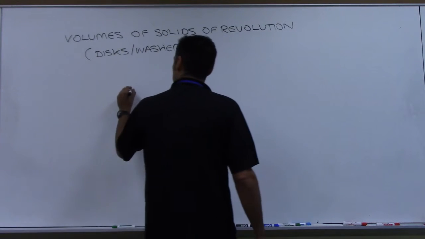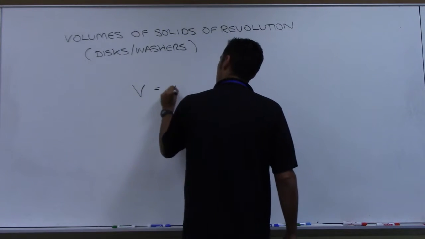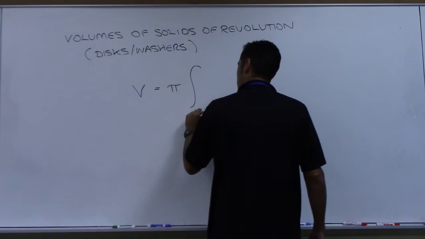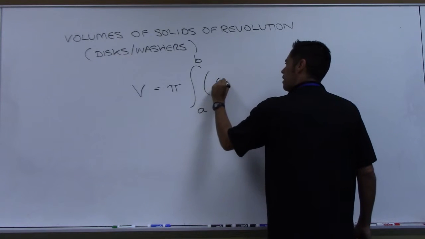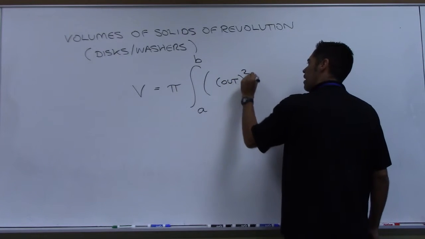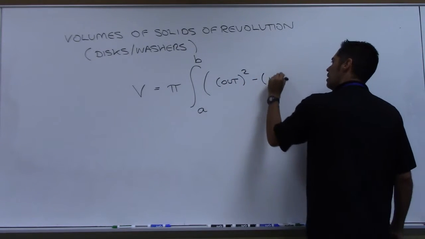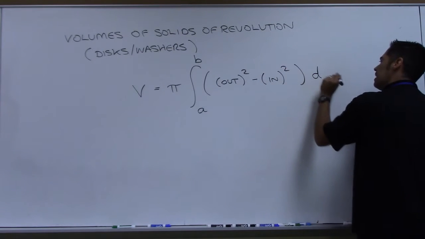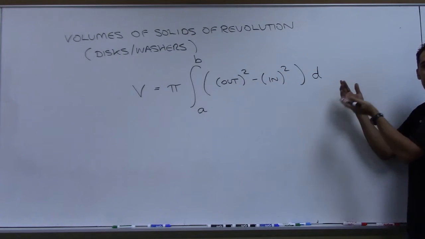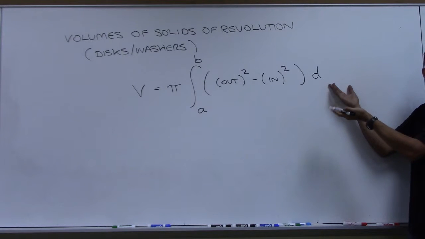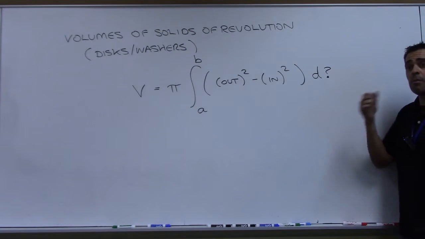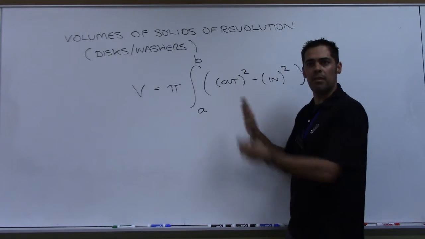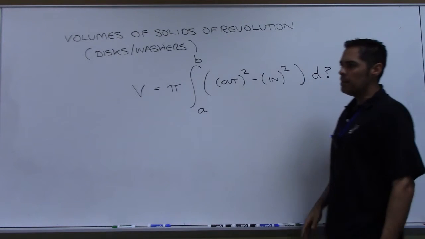The formula is that the volume will be equal to pi integral a to b of the outer radius squared minus the inner radius squared d what? Could be x, could be y, right? So what do you want me to write? D question mark, okay. And that could be, because that's really what it is. And actually this a and b, those could be limits on x or y. So, you know, it varies.